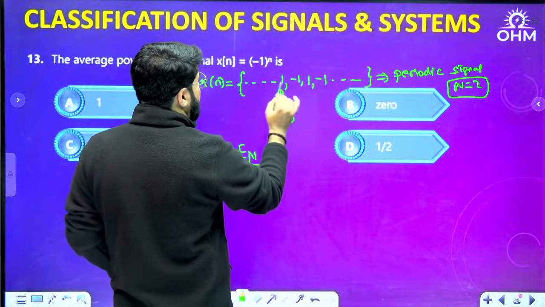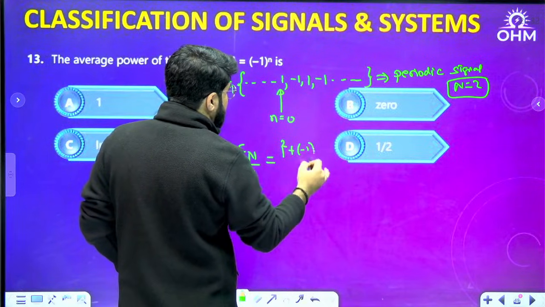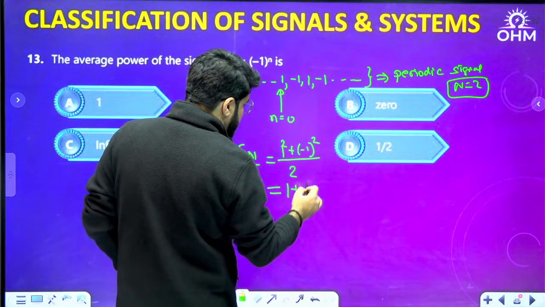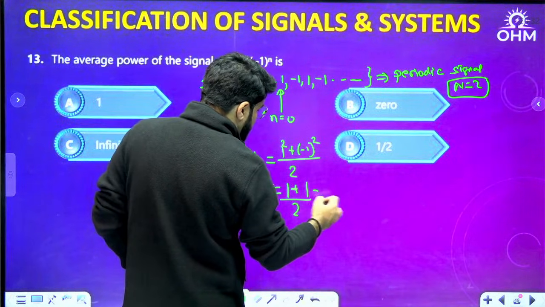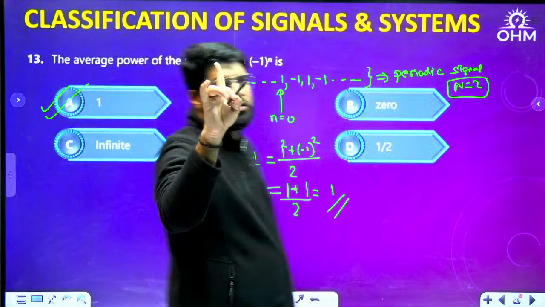What is the one period? 1 and -1. Energy is summation of the square. (1 square plus (-1) square) whole divided by 2. So 1 square is 1, (-1) square is also 1. So 1 plus 1 is 2, divided by 2, net answer is 1. Answer is A.